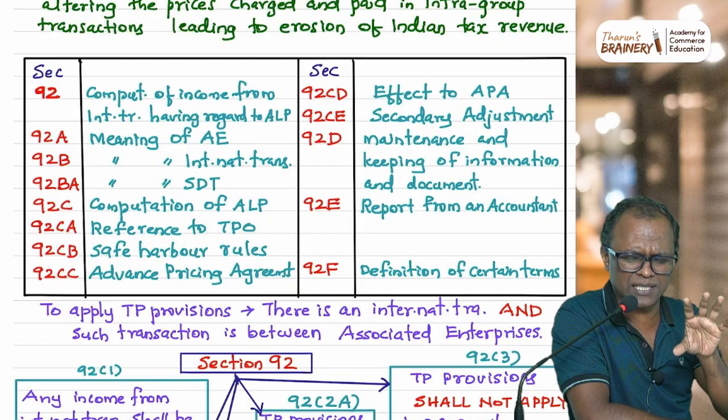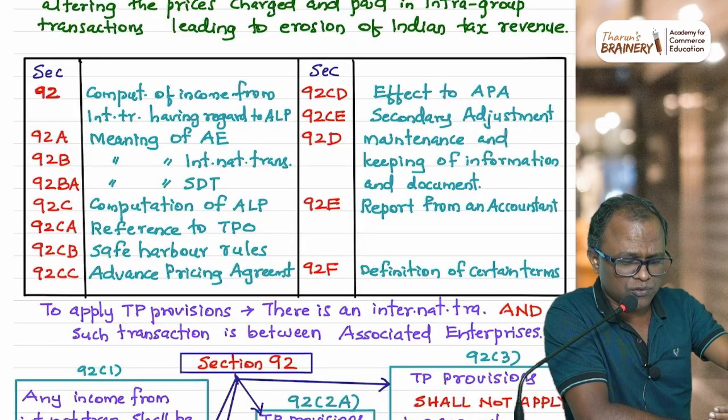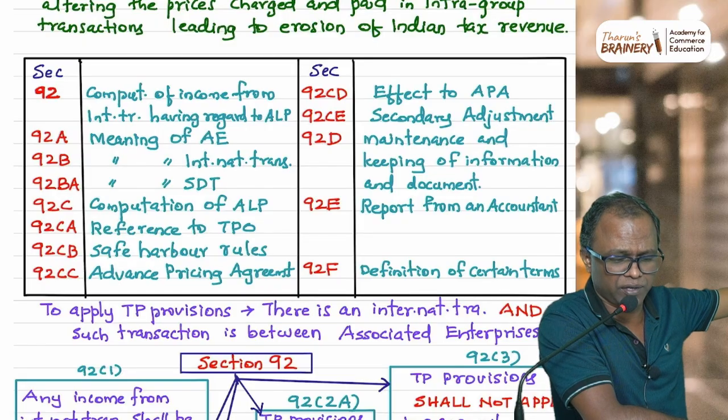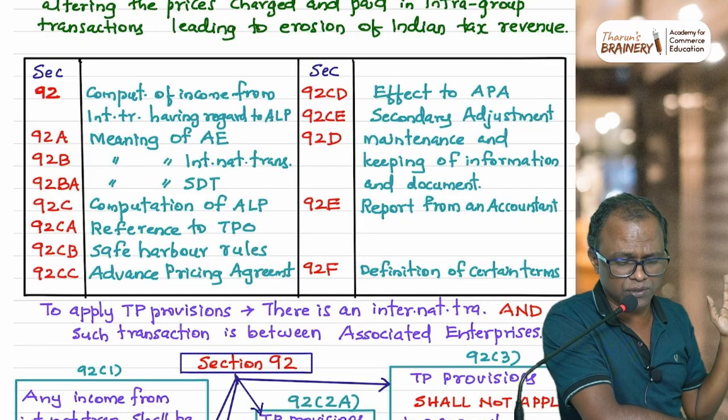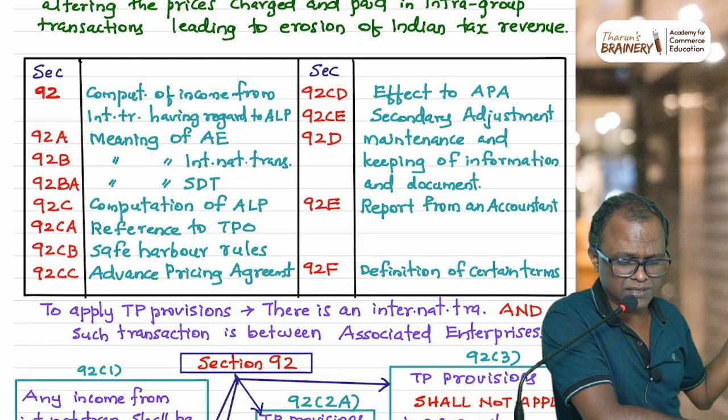Even though a particular transaction is not referred to the TPO, he can find out the ALP for that transaction. So first point, section 92: every assessee having an international transaction with an associate enterprise must compute income having regard to ALP. And 92A, meaning of associate enterprise. 92B, meaning of international transaction.